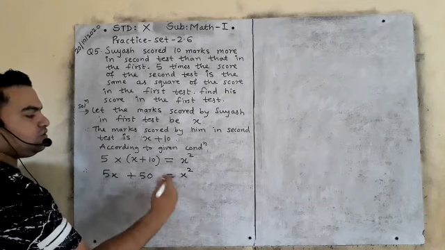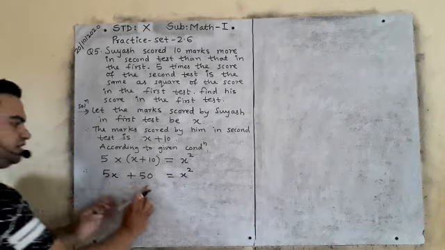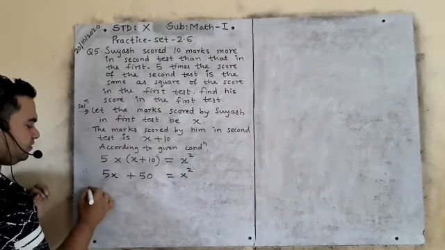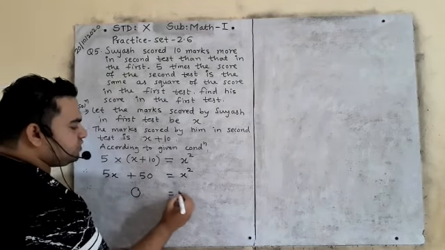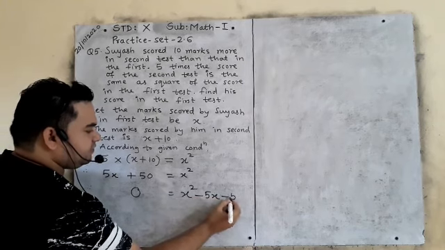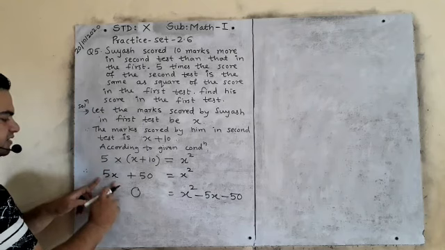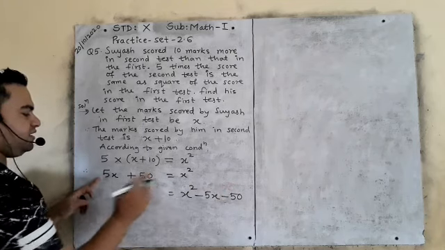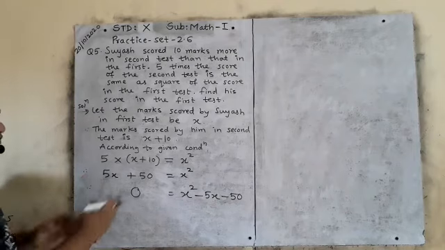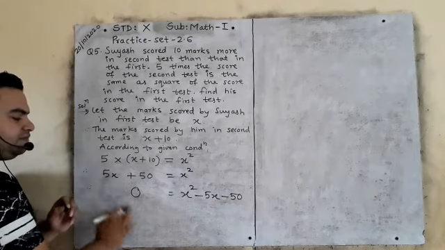Now x square is on the right hand side. So take both these terms to the right hand side. So what will be left here? 0. Therefore it will be 0 is equal to x square minus 5x minus 50. Clear? This plus x will go there, minus 5x. This plus 50 will go there, minus 50. Clear? So what will be left here? यहाँ पे क्या बचेगा? 0.